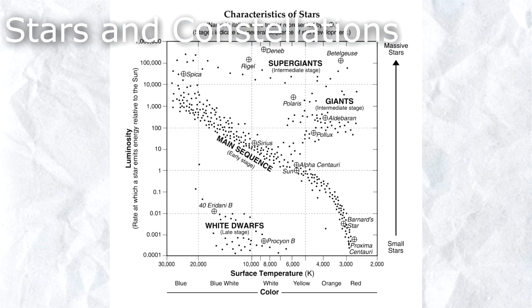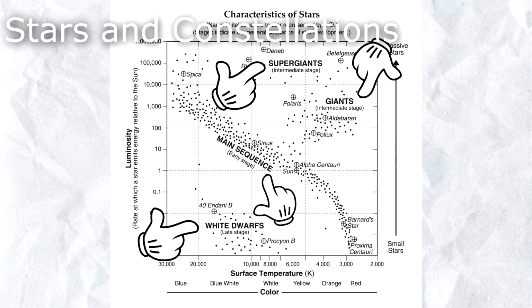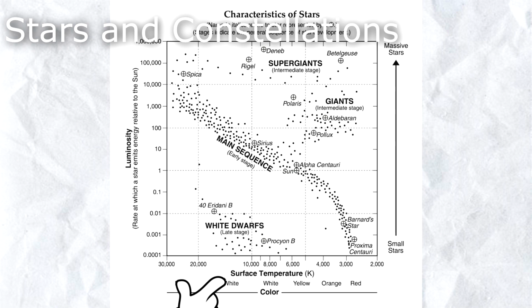Our next topic is stars and constellations, which can be presented in an HR diagram. The luminosity represents how bright a star is, and it also relates to the size of a planet. The temperature is obviously how hot a star is, which relates to the color of the star. The higher the luminosity, the bigger the size, and the hotter the temperature, the more blue it gets.